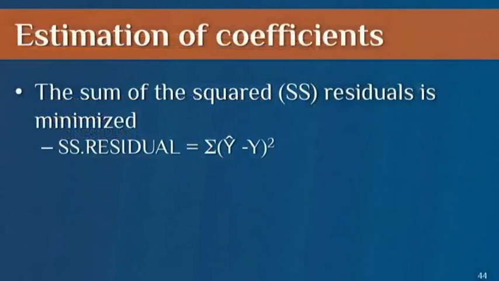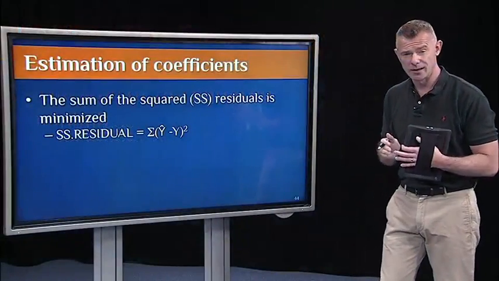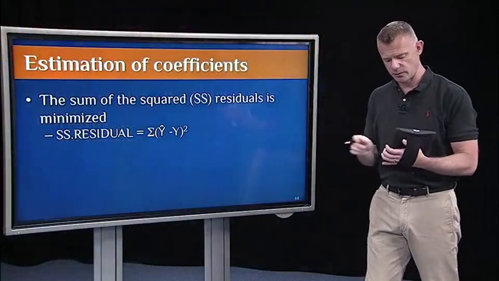We get the sums of squares residual by taking all of those deviations and squaring them. So sum of squared residuals gives us sums of squares. We want to minimize that value. That's ordinary least squares estimation.